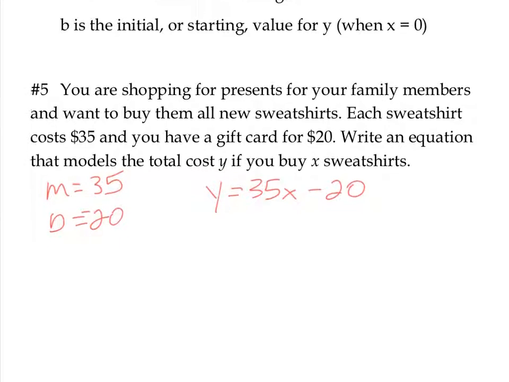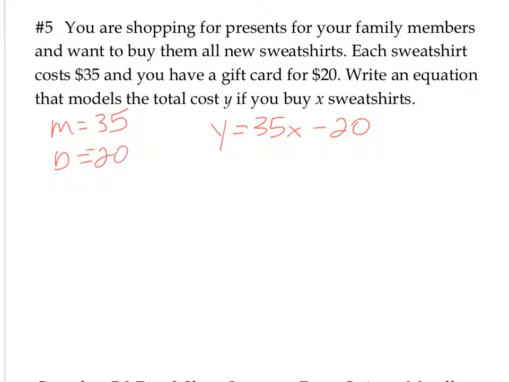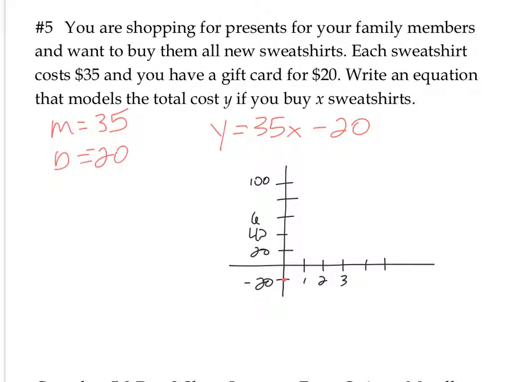If we looked at this a little further, let's say we drew a graph. Let's count by 20s: 20, 40, 60, 80, 100. It'd be -20. Our y-intercept here would be at -20. And let's count by 1 sweatshirt each: 1, 2, 3, 4, 5. That's our x values and our y values.